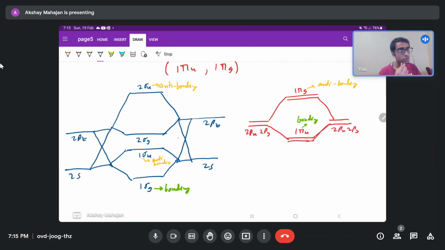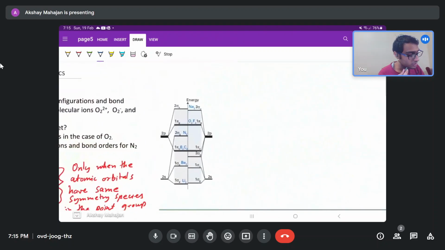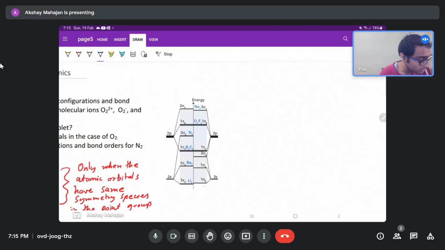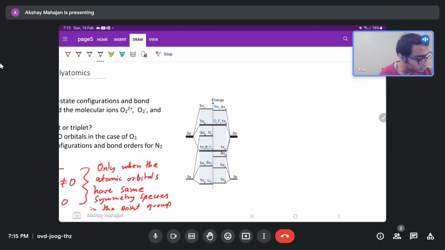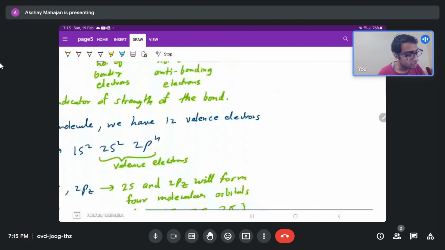And if you go with the energy values from the experiment, then this is the result that we have. For oxygen, you can see the sigma orbitals: you will have 1 sigma g, 1 sigma u, and then 2 sigma g and 2 sigma u. And similarly for pi, the bonding orbitals will have the lower energy, 1 pi u. So in this diagram you can see bonding always has the lowest energy, and then you have the anti-bonding energy, which is higher.